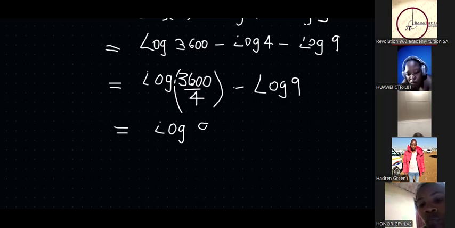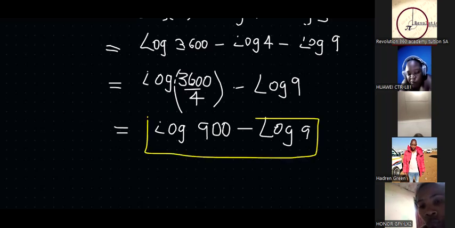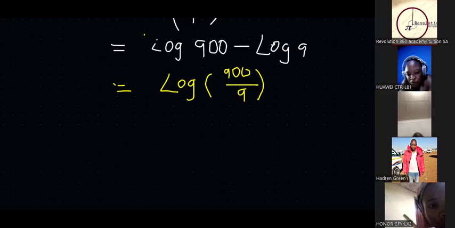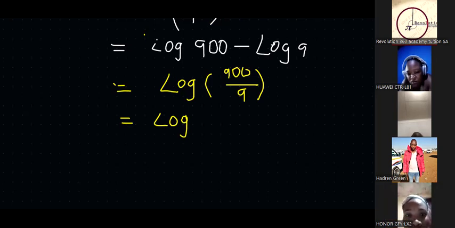So do you see, guys, that now we are having log 900 minus log 9, which is still law number 2. So since that is law number 2, you're still going to write it like this: log of 900 divided by 9. Do you all see? Then that will be log of what? What is 900 divided by 9? I think it's 100. Yeah, it's 100, and that is going to be log of 100.